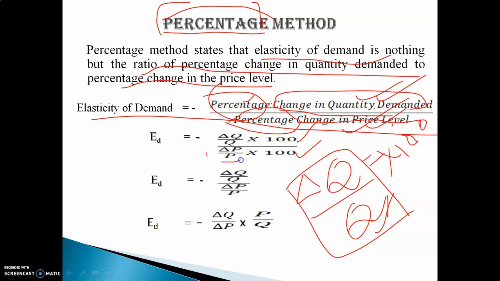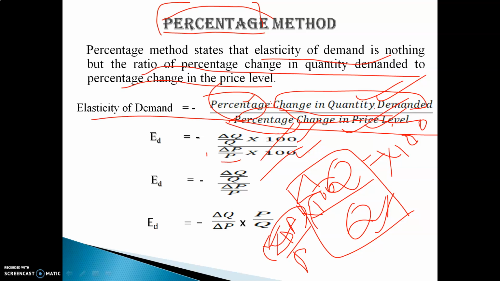Same thing is applicable in the case of price also. Delta P by P multiplied by 100, which means this represents the change in the price level divided by the initial price level, multiplied by 100. This 100 term is for percentage. So after this step, this 100 will be cancelled out, right? So the leftover part will be delta Q by Q divided by delta P by P.